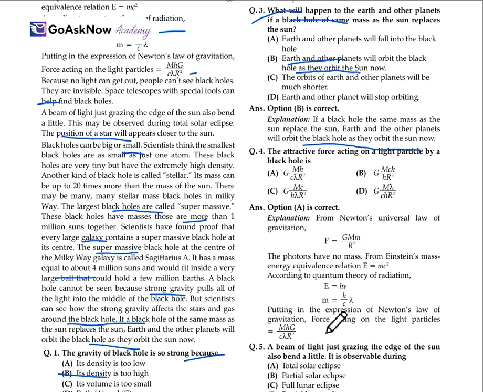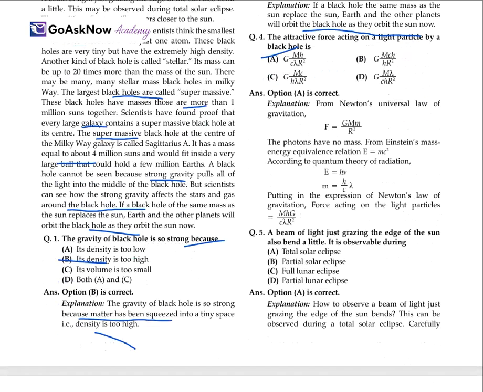When we put in the expression of Newton's law of gravitation, the acceleration will be equal to mhg and c lambda r square. It means option A is the correct one.